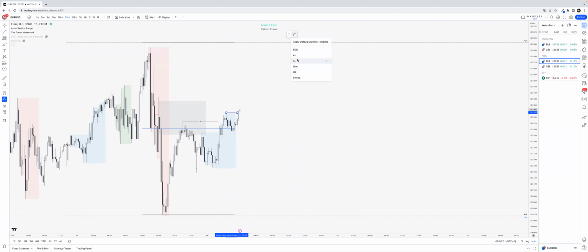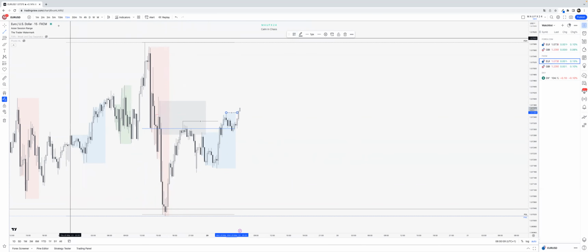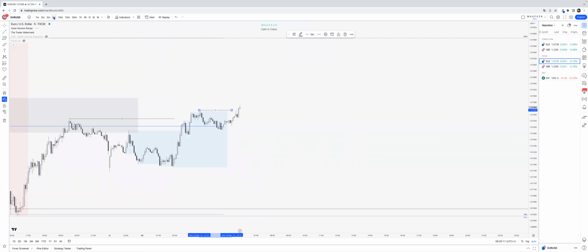So for sells, it's better if we come a little bit deeper because this leg doesn't hold any internal range liquidity.